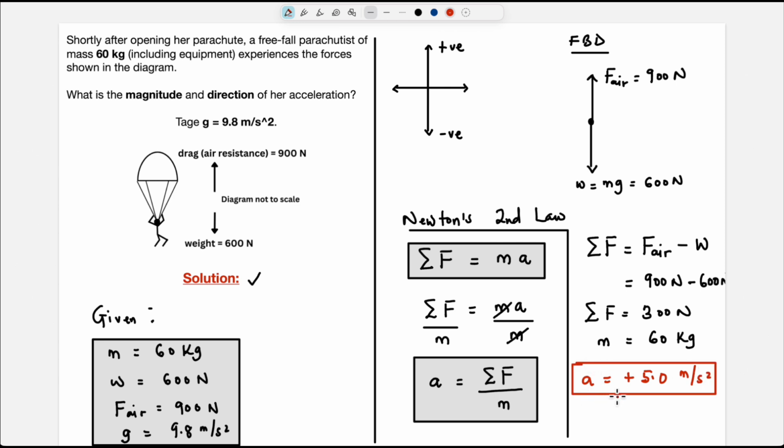All right, so from this, we can tell that the magnitude of the acceleration is 5. So the magnitude is 5.0 meters per second squared. And then direction is what? Upwards. So positive means upwards. And what is the physical consequence of this? Even though the parachutist is falling downwards, the net acceleration is upwards. So that means that this parachutist is slowing down.